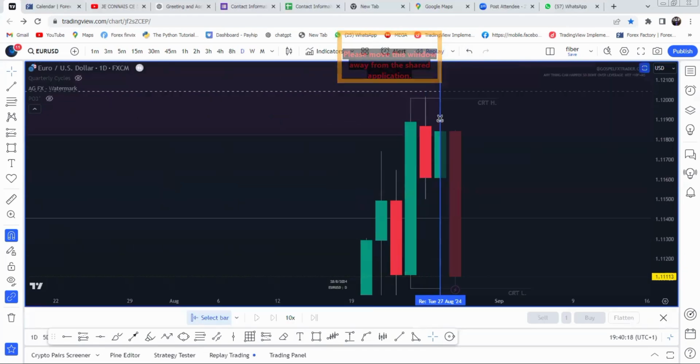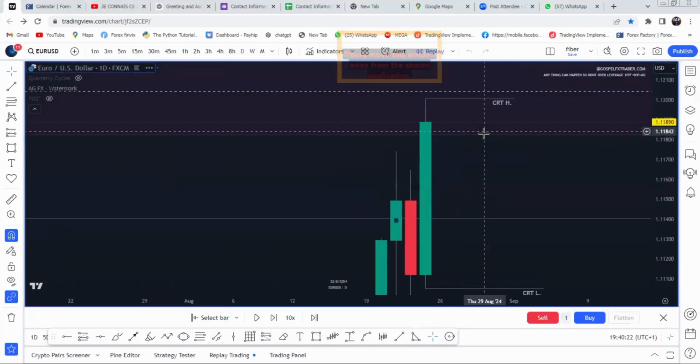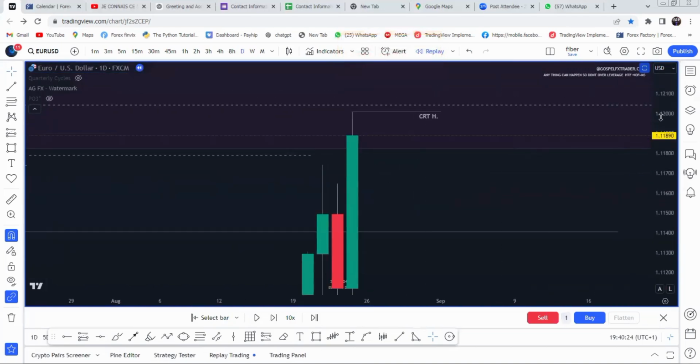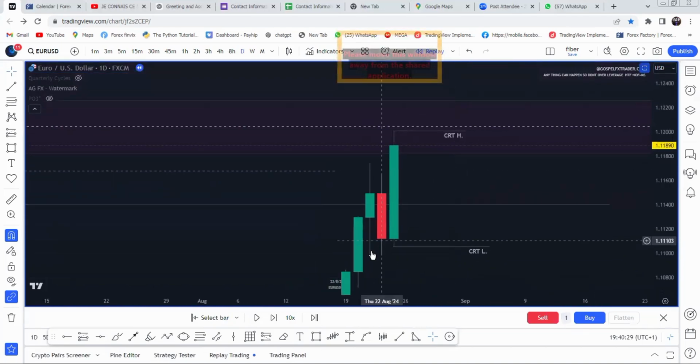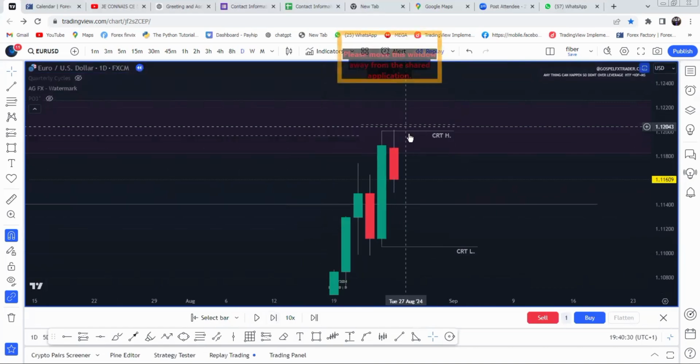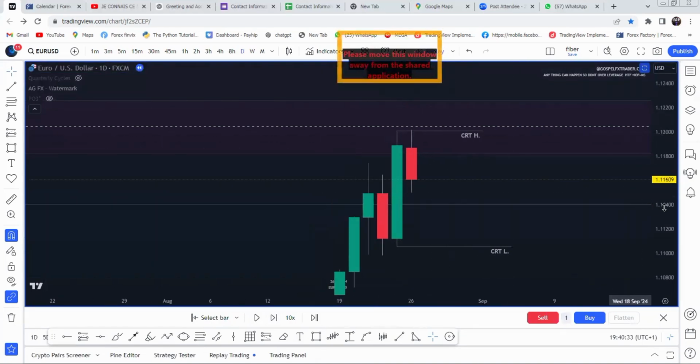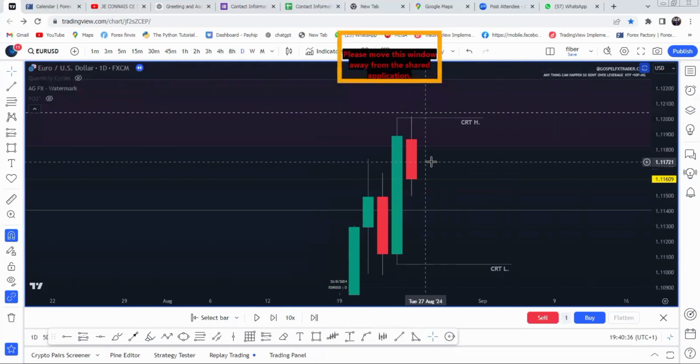So price took, remember from this point, right? What you want to see next is price should touch the high of your CRT. That's one thing, right? So here we saw price took the high of our CRT. So at this point, we should start looking for selling opportunities to then target the CRT low.